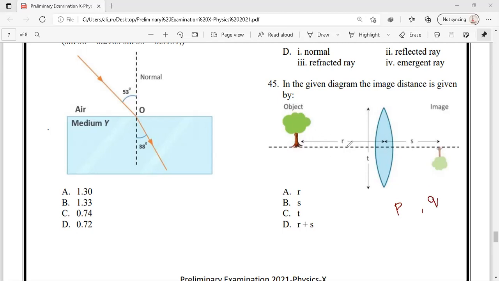In this case, this R is the distance of the object from the lens. So this is the object distance, and this is the image, and from this point to the lens, this is called the image distance. So according to this diagram, image distance is represented by S. Option B is the correct answer.